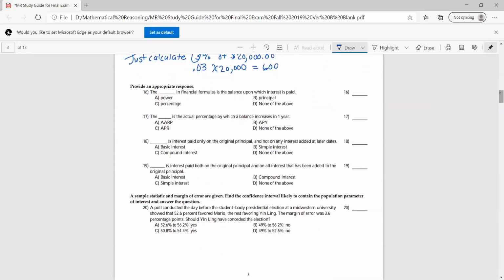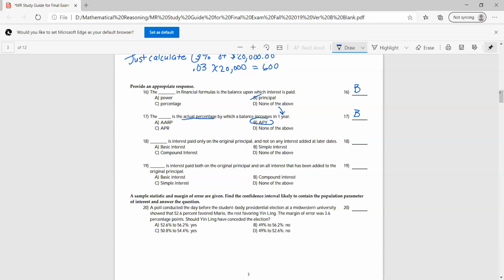Okay, number 16. So these are basically just some definition problems. So I'm going to go through those pretty quickly. It says the blank in financial formulas is the balance upon which interest is paid. So the right answer to that is B. Number 17 says the blank is the actual percentage by which a balance increases in 1 year. Okay, that's B. Okay, and that has to do with, we're just looking at it, you want by 1 year.